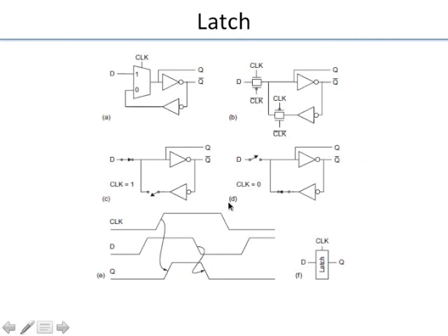As soon as the clock went low, whatever was D gets frozen in Q and remains there till the next time the latch becomes transparent. How is the latch implemented? In this fashion, this is one way.